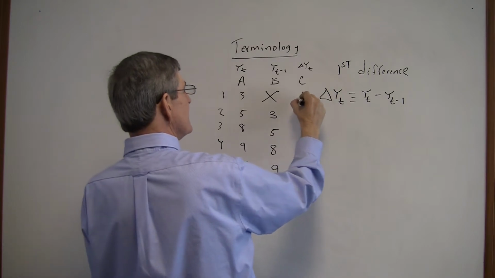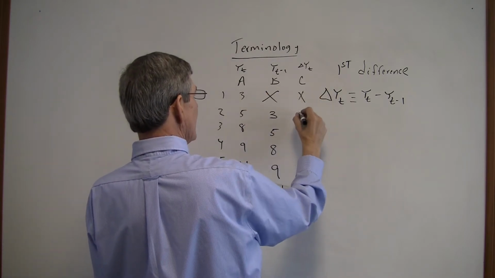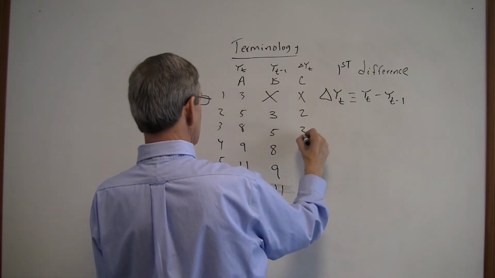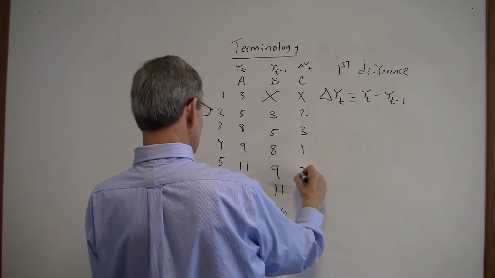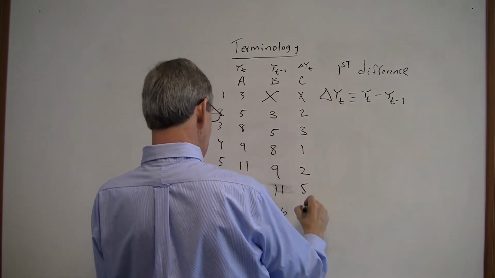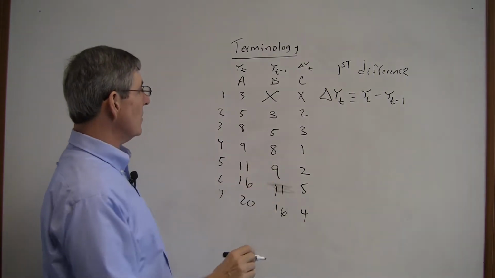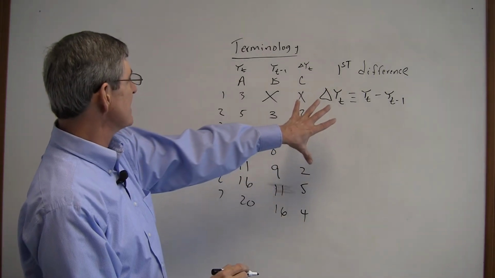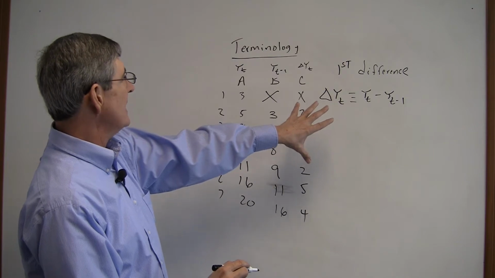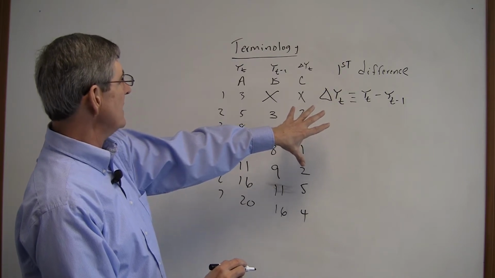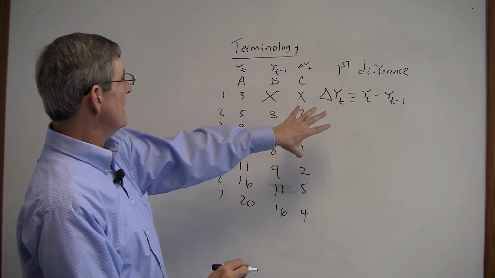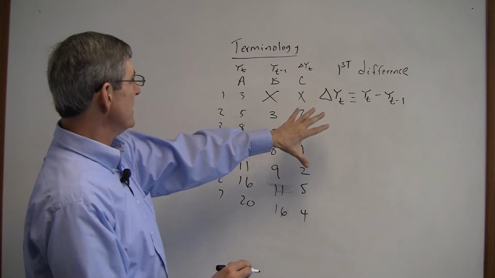So I lose the first observation, and then I'll get 2, 3, 1, 2, 5, and 4. That minus that, that minus that, and so on. So that would be the first difference of a series. And again, you can do that in the software package pretty easy.